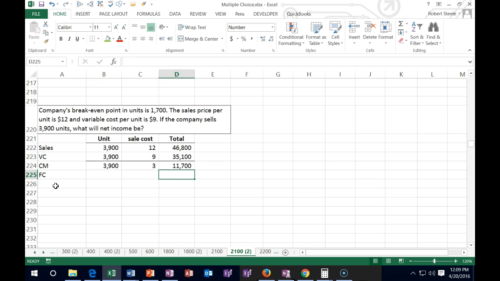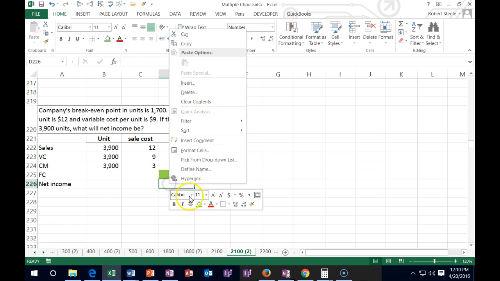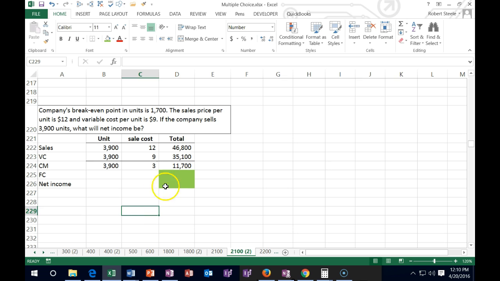Now the next thing that we would need are the fixed costs. That's what they didn't give us. We don't know what the fixed costs are, and that would give us the ending number here, which is going to be net income. And net income we do not know as well. That's what we're looking for. So question, how can we back into this fixed cost? How can we get that number?